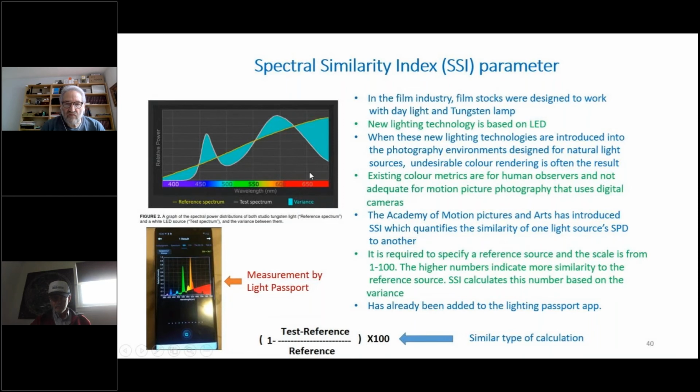If the two are close to each other, that ratio is small. If the two are far away from each other, that ratio is large. Then 1 minus that ratio multiplied by 100 gives you a scale from 1 to 100, basically. So the higher it is, the more suitable the light source is for the film industry, because that means this difference is very small. The lower it is means this difference is large and the light is not suitable for the film industry. Here is also my measurement of the SSI parameter of the fluorescent light, which turns out to be around 36.7.